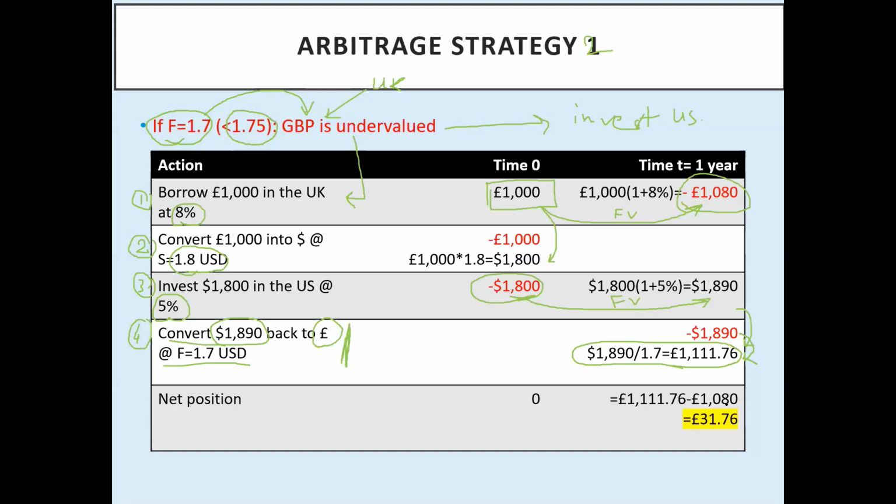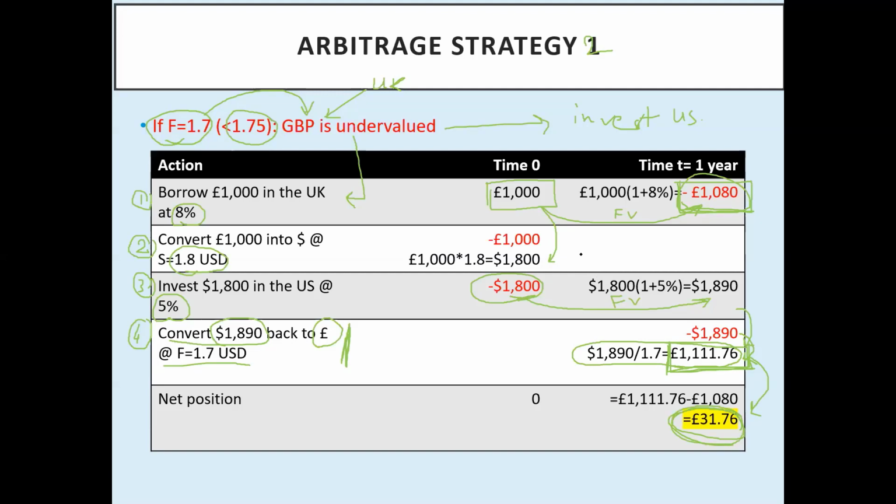So in the end, how much profit did I make? In step 1, I expect to be paying this much in the pounds. So I'll be paying 1,800 pounds. In step 4, I expect to get 1,111 pounds after the conversion in the forward market. So in the end, I will get a profit of about 31 pounds.